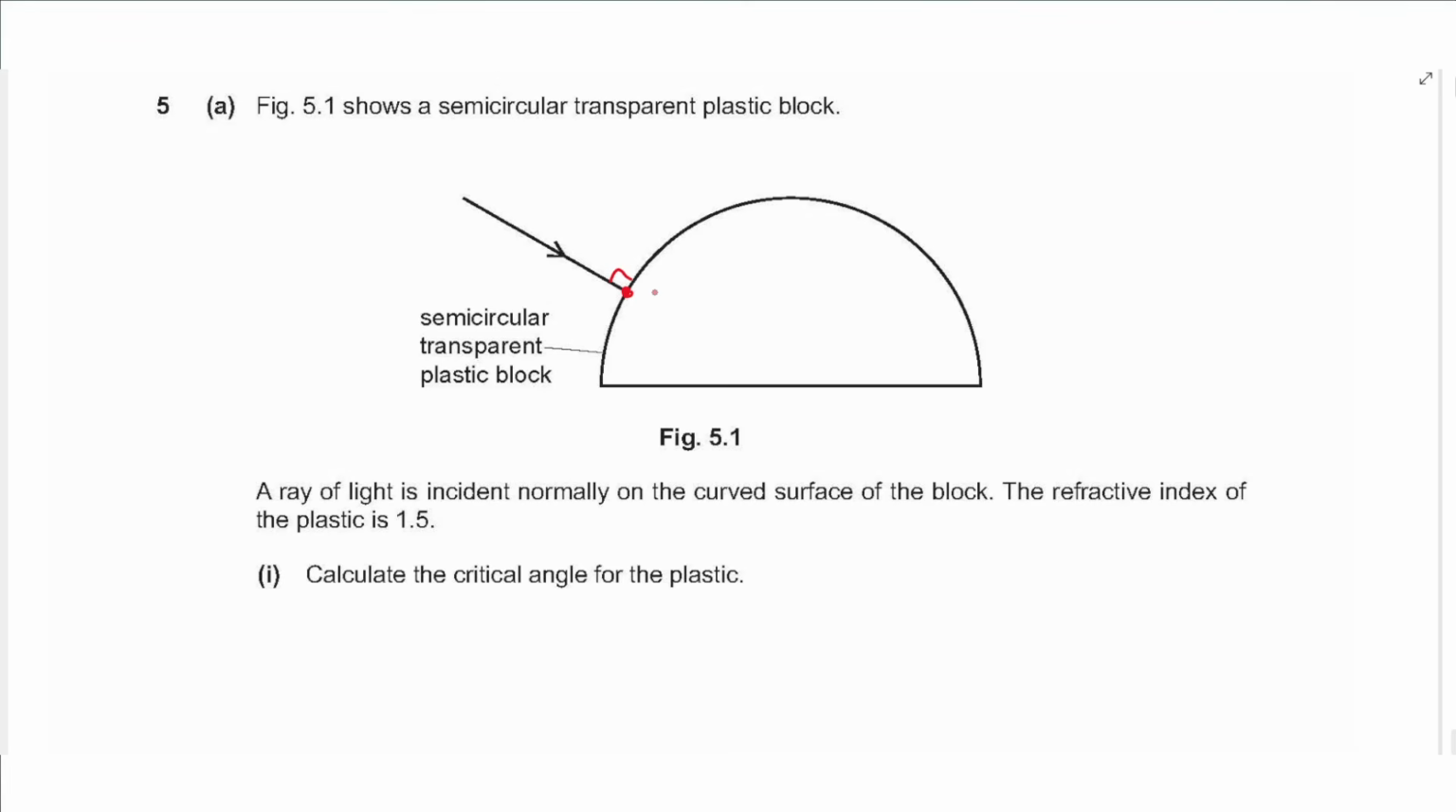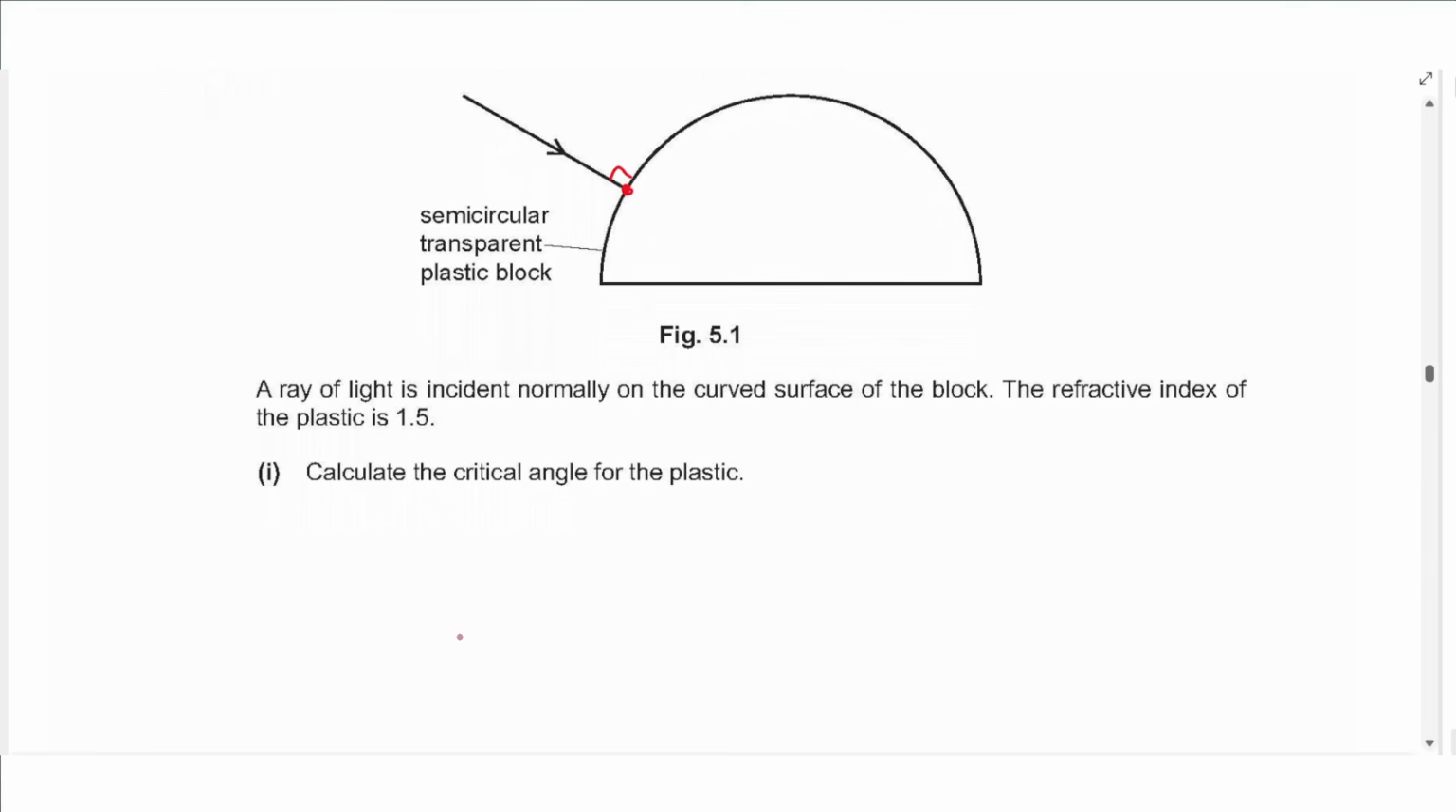First, we are required to calculate the critical angle, and we have a rule for that. The refractive index equals 1 over sine the critical angle.